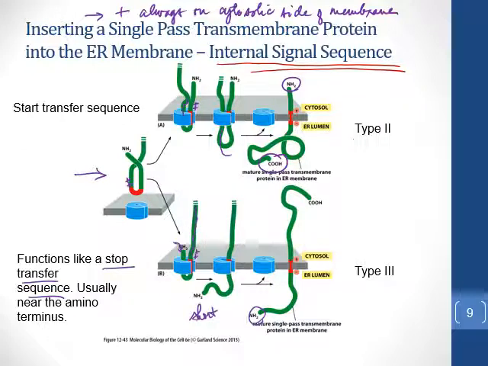So the key to a type 2 and a type 3 is this. You're going to have an internal signal sequence that is going to be flanked by positive charges. The positive charges are always going to be on the cytosolic side of the membrane.